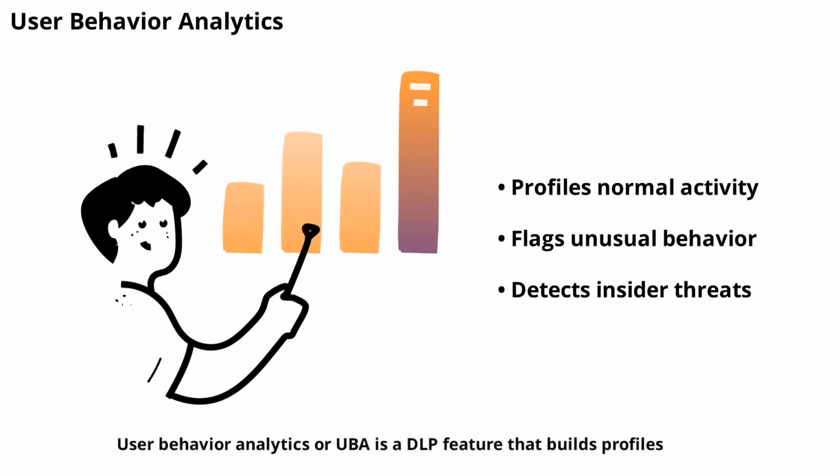User Behavior Analytics, or UBA, is a DLP feature that builds profiles of normal user activity and flags deviations. For example, if an employee who usually accesses a few invoices suddenly downloads hundreds, the system can trigger an alert. UBA helps identify insider threats and compromised accounts, adding an intelligent layer to your invoicing security.